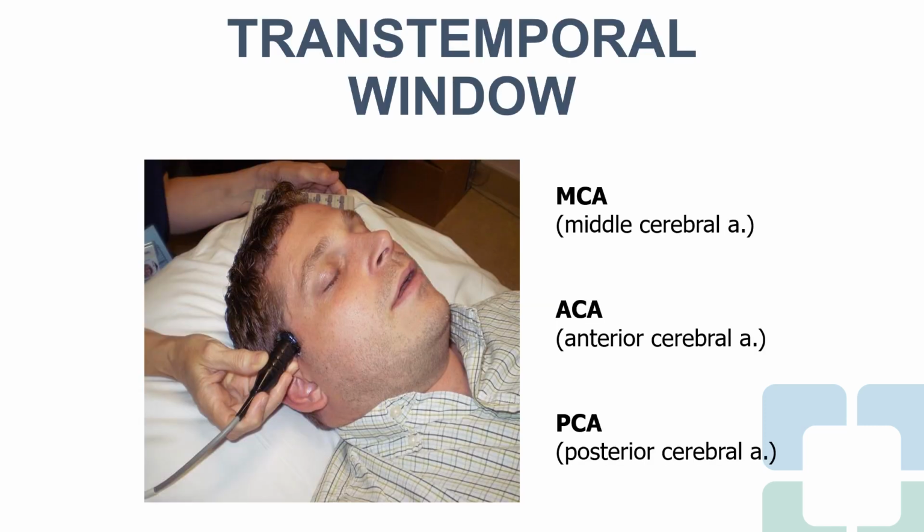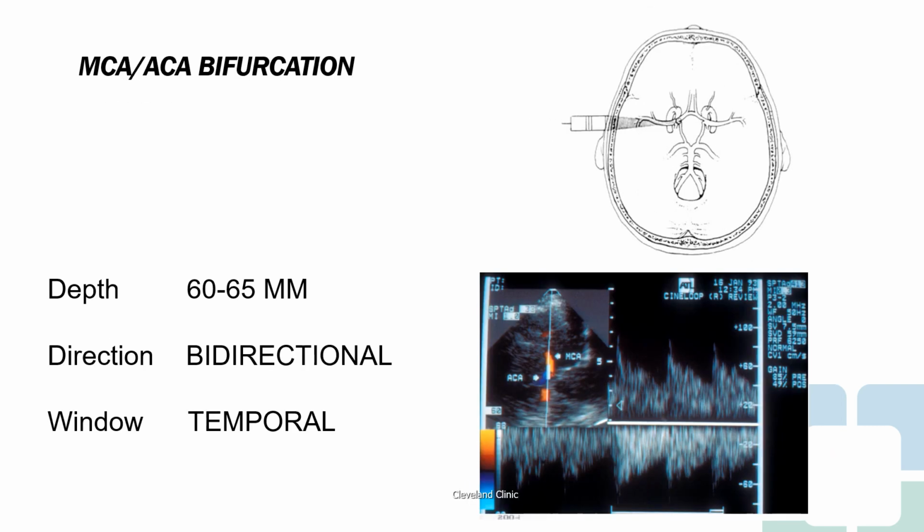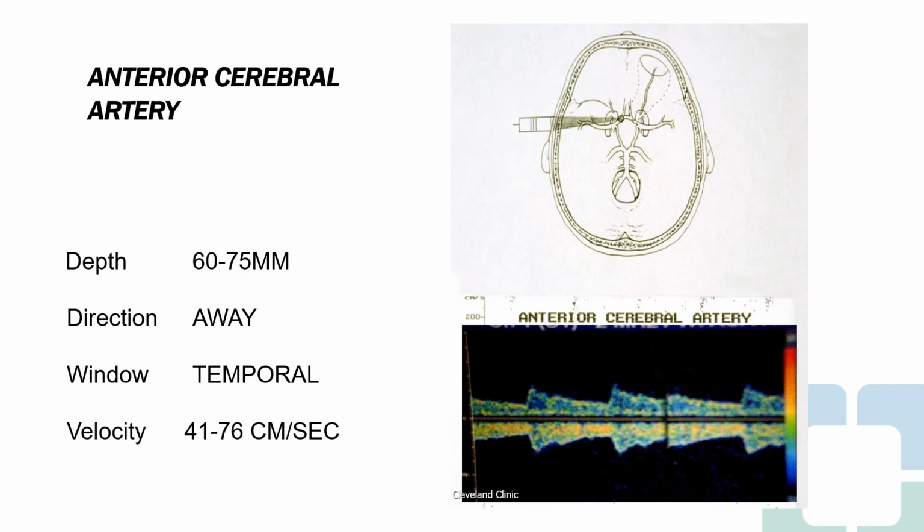On the TCD exam, there are 3 windows. The transtemporal window is the first. You can see the MCA, the ACA, and the PCA through these windows. The MCA is at a depth of 45 to 60 millimeters. Direction is towards the probe. The window, again, is temporal, and the velocity is 40 to 86. The ACA-MCA bifurcation has bidirectional flow at 60 to 65 millimeters in the temporal window. The anterior cerebral artery is at a depth of 60 to 75 millimeters. Direction is away. The window is temporal, and it's again 41 to 76 centimeters a second.